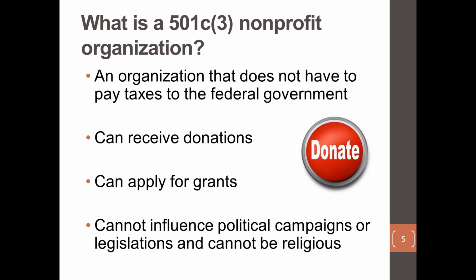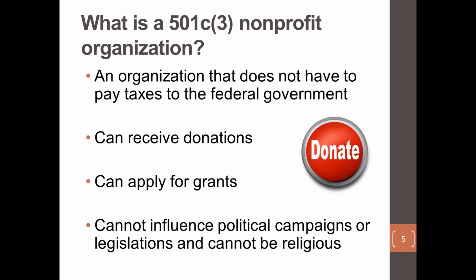And so you can receive donations, and you can also apply for grants. A lot of federal grants or even state grants go to only 501c3 organizations, and they require you to show that you are a 501c3 nonprofit organization. So it really does open you up to getting funding and getting donations that people can then claim on their taxes.